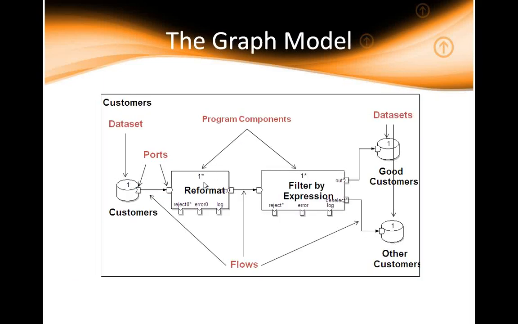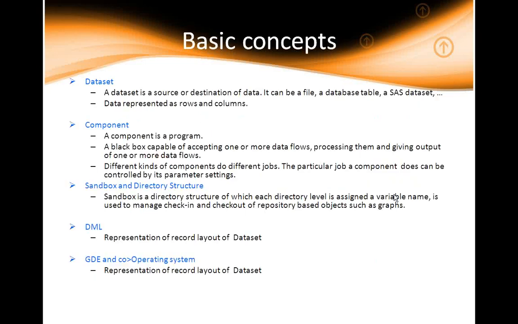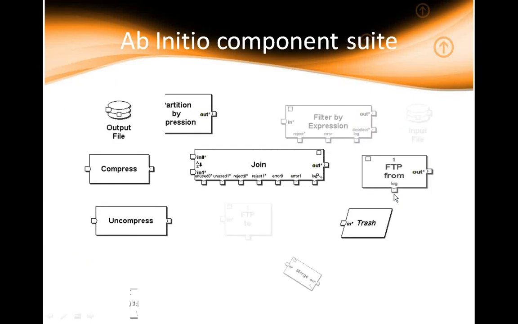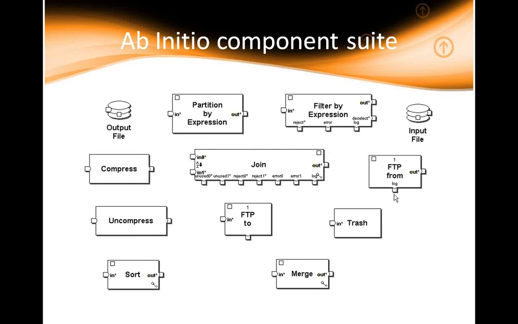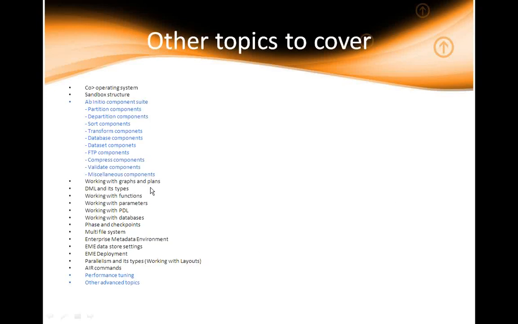This we call a graph, right? We have a source file, we perform something using components and create two files. That is called a graph.